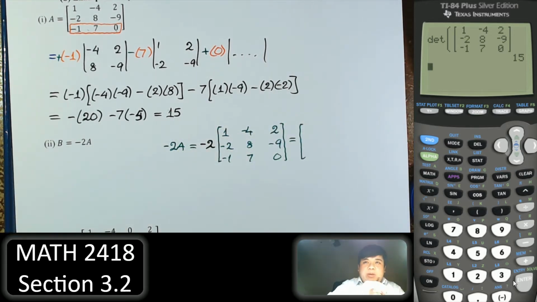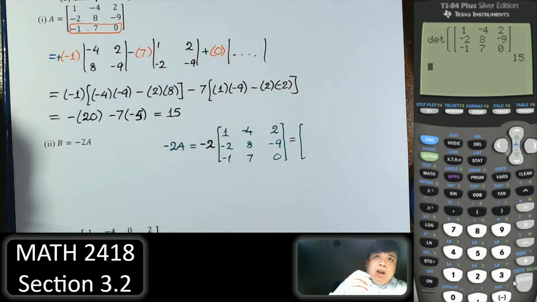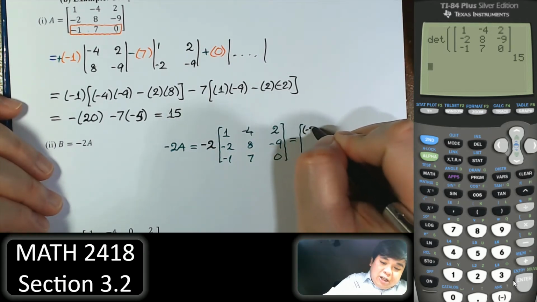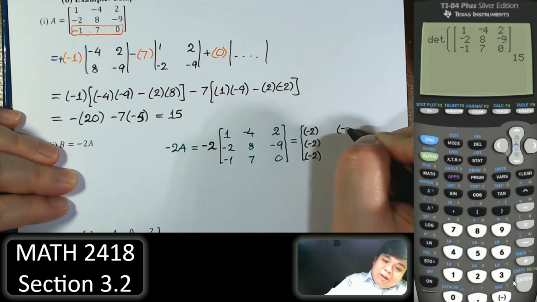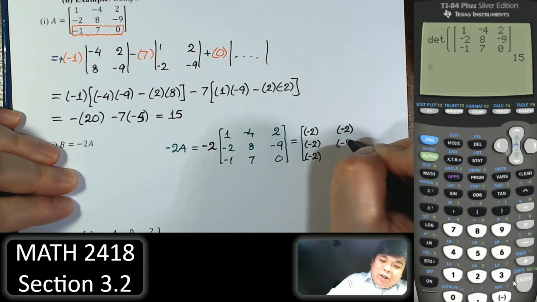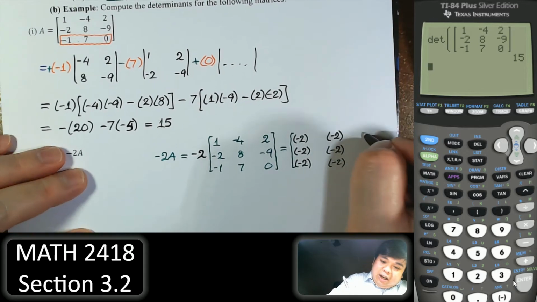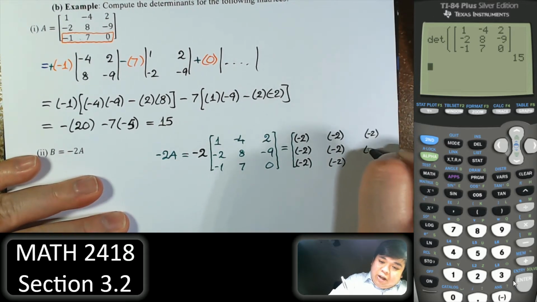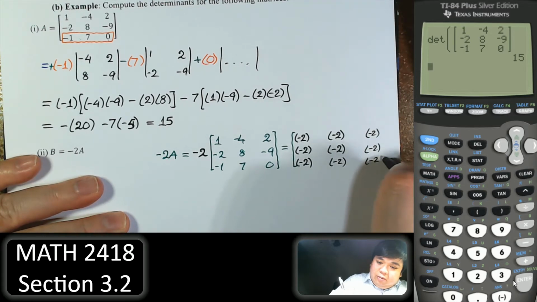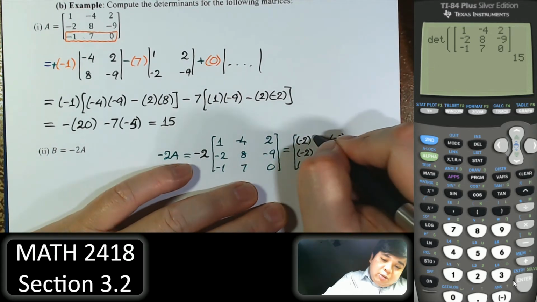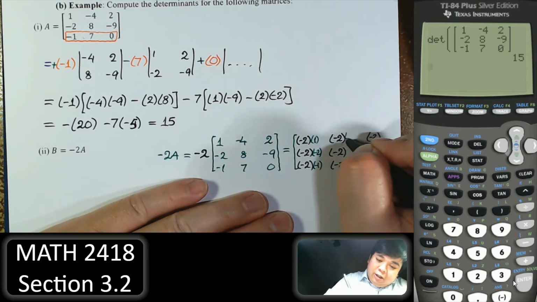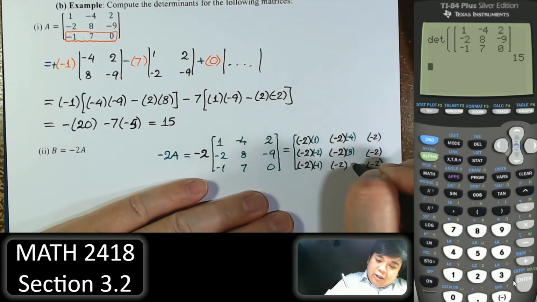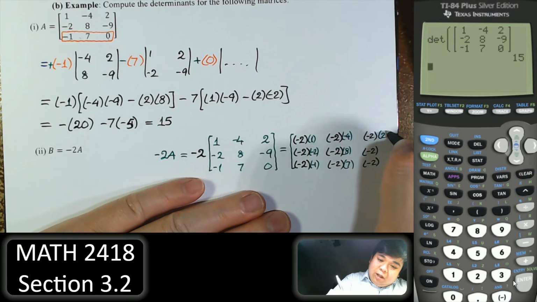I mean, into the entry of every row, every column. Of course, I could just multiply that, but I just said it's -2 multiplied to the entry on every row and every column. So we just have 1, -2, -1, -4, 8, and 7, 2, -9, and 0.